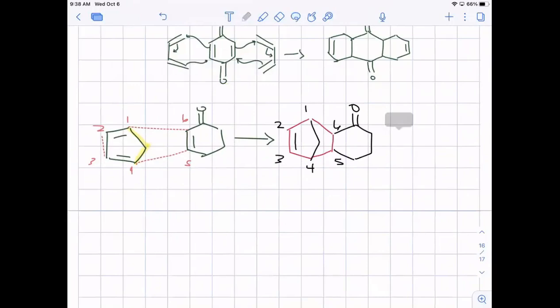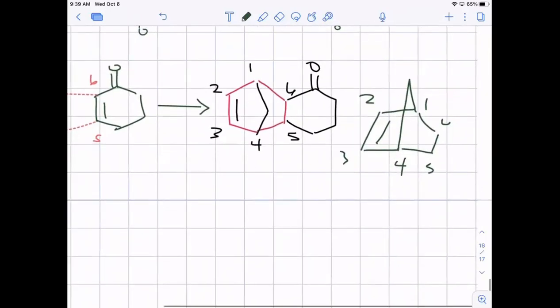So here, that's that 5. That's 1 through 4, right? Let me start over here. 1, 2, 3, 4. And then you have a bond to 5 and 6, which is here. That's 5, and that's 6. And then that's connected to that 6-member ring like that. Right, so this is a 3D depiction of what that would look like.